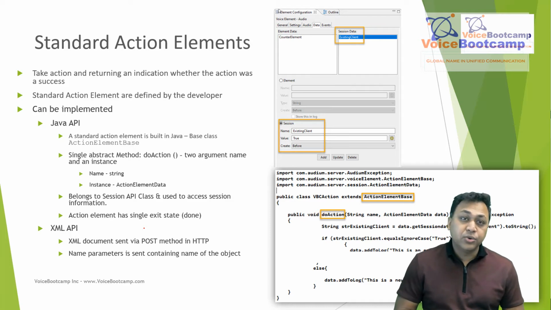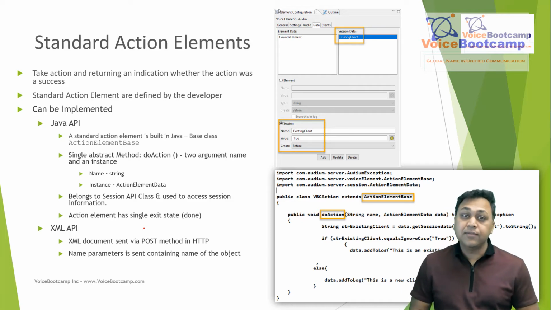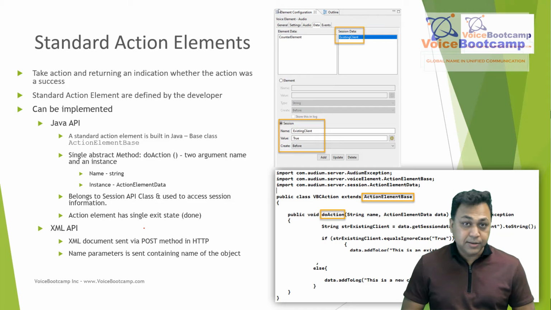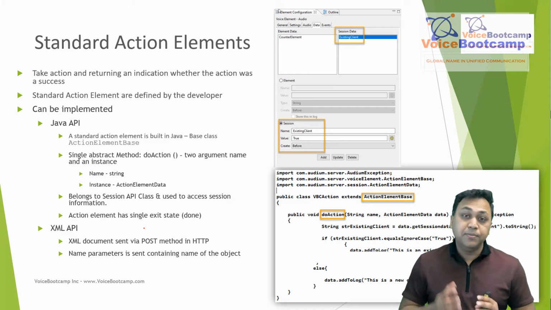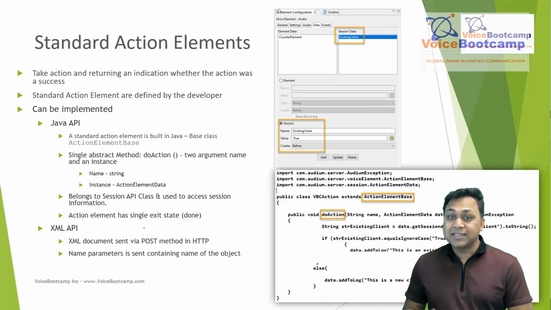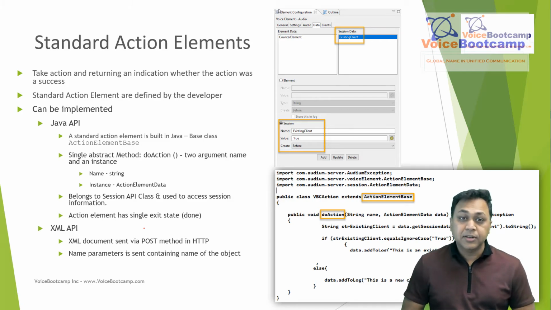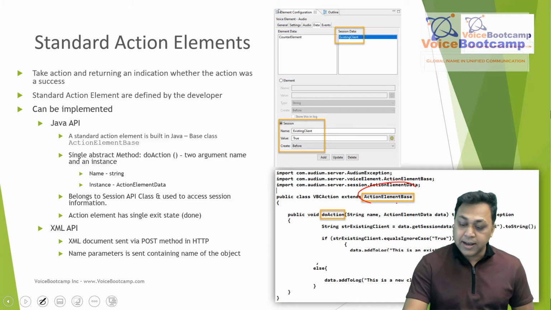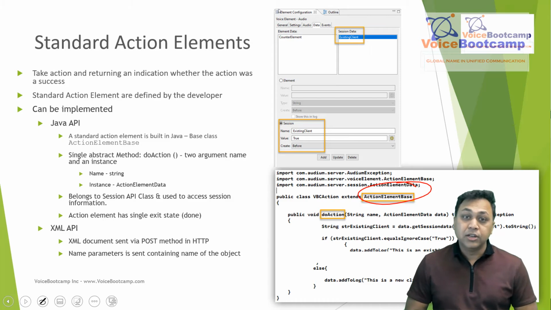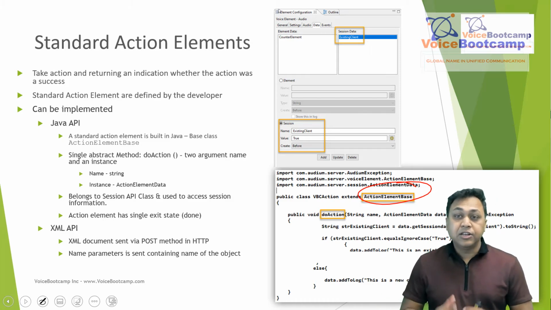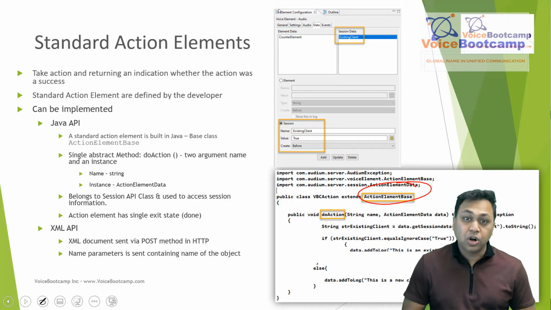Now you can create the standard action element using Java API or XML API. In a Java API, a standard action element is built in Java by extending the abstract base class. Now this base class is called the action element base. The action element base, which is found in your voice element package, part of your CVP installations, contains a single abstract method called do action.